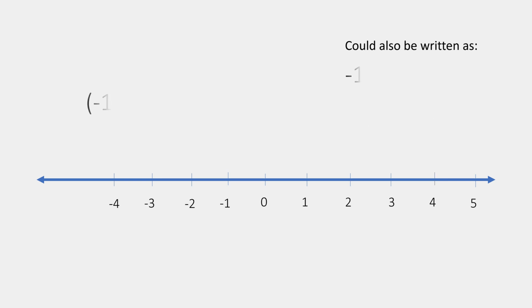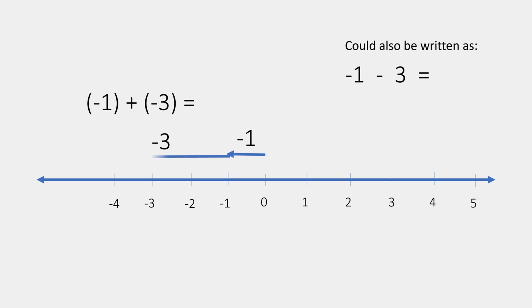This time, let's make it a -1 and a -3. And let's start from the 0. Since it's negatives, we will move to the left once, and again to the left 3 times, and it ends on -4. So remember, like terms, the answer will have the same sign. So if it's 2 negatives, it will be a -4.